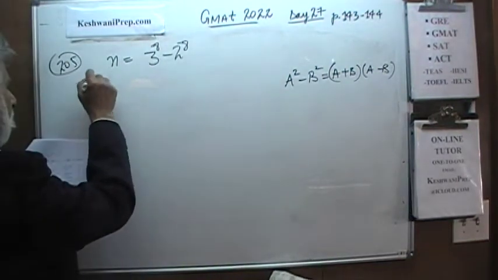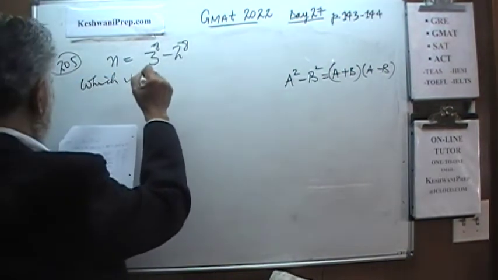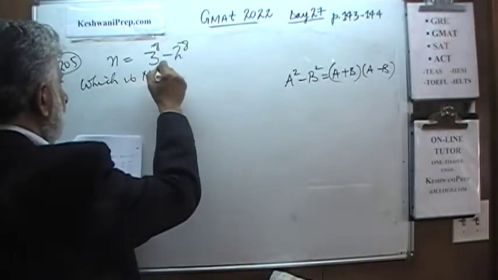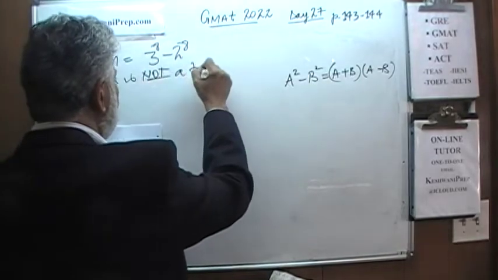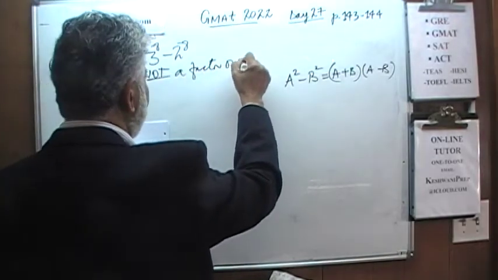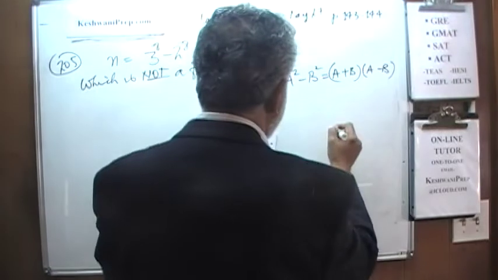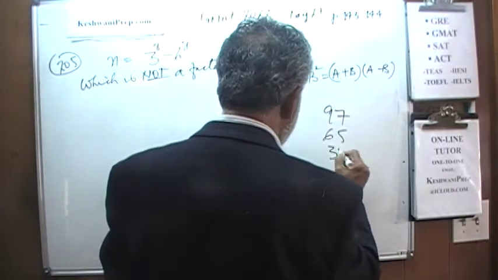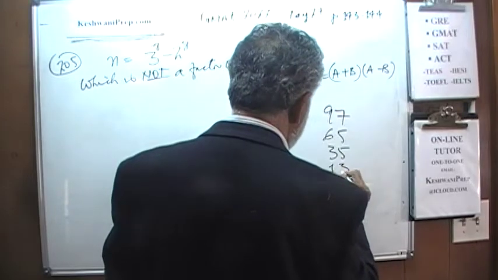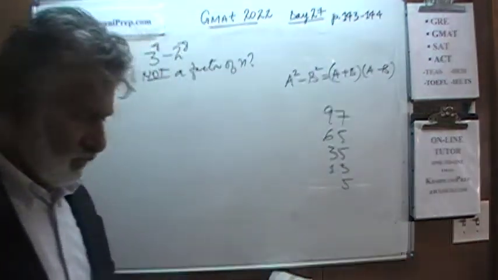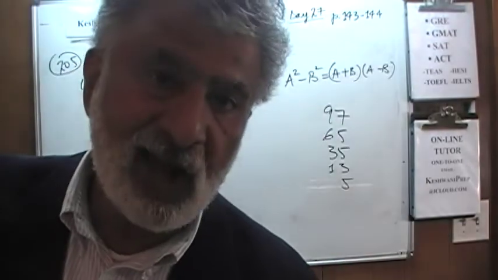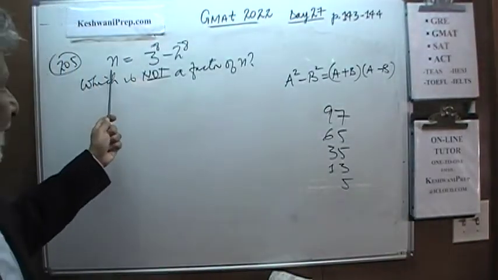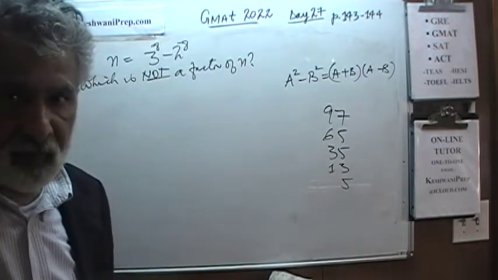The question is, which is not a factor of n? And here are the choices: 97, 65, 35, 13, and 5. There are five choices. Which of these five numbers is not a factor of n? In other words, can we divide n evenly by 97 or 65 and so forth?